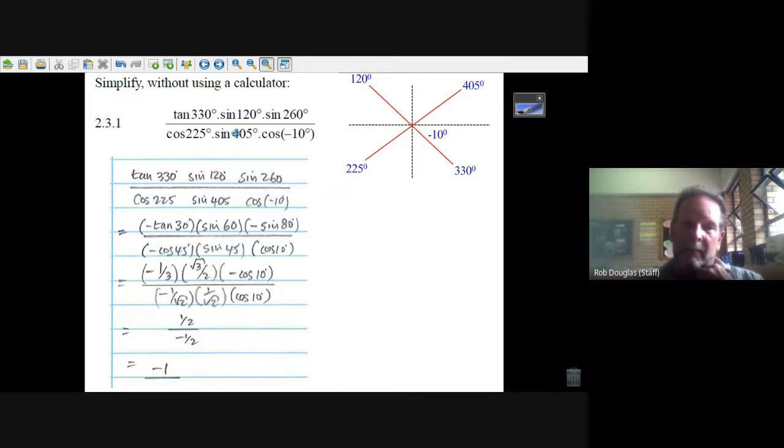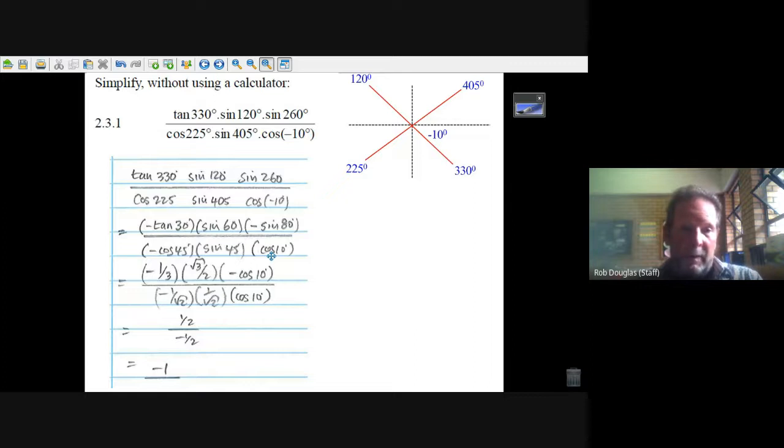Let's look at the sine of 405 degrees. 405, where is that? That's all the way around, 360 plus 45. It's in the first quadrant. The reference is 45 degrees. 405 minus 360, the reference is 45 degrees. So it's just the sine of 45. The cosine of minus 10. Well, cosine's positive there. That's why it just turns into the cosine of 10.